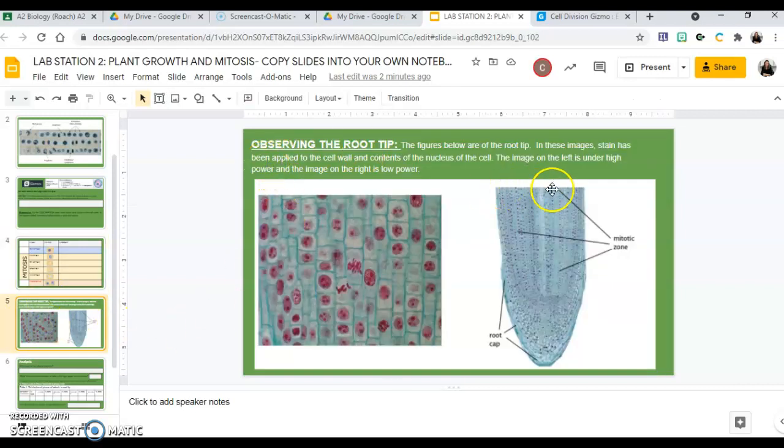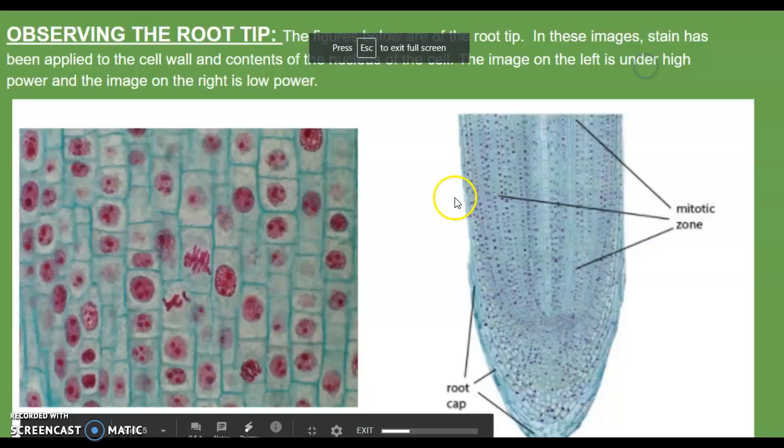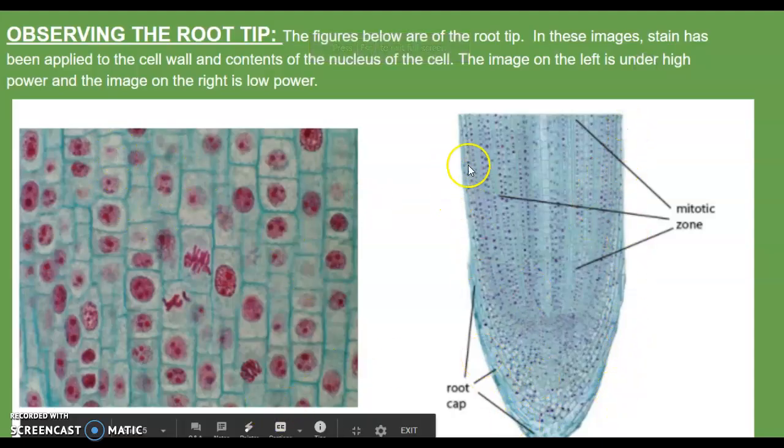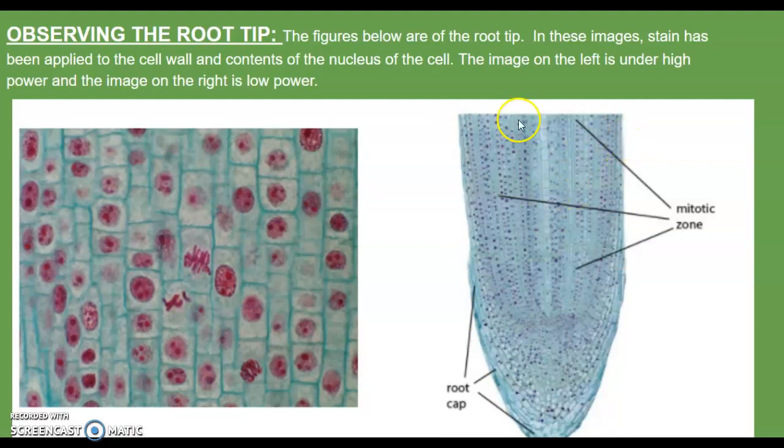After that, we're going to actually do some observations. So you're going to observe a root tip. So we see here, this looks like, right, if you were to zoom in on a root on a plant, up here is what we call the mitotic zone. This is where the cells are growing.